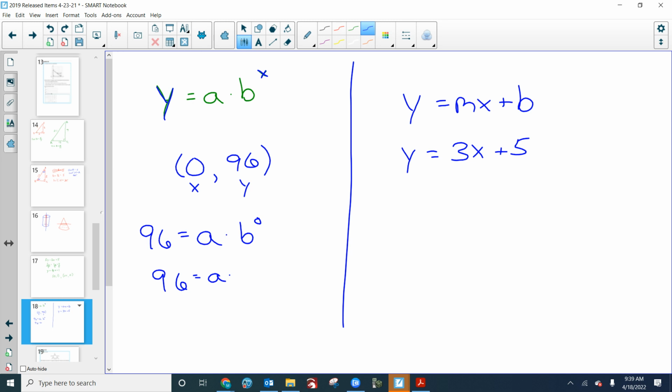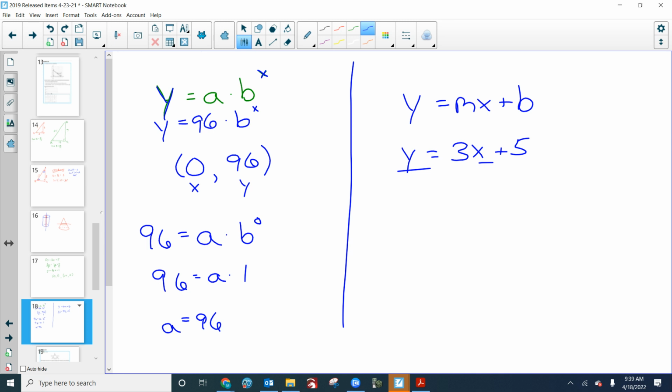96 equals a, so therefore a is 96. B to the 0 is 1, right? We're trying to solve for a. What do we get for a? 96. So I'm back up to this equation. Y equals 96 times b to the x. Listen, if I gave you an x and a y here and I asked you to write the equation, you wouldn't plug in the numbers for x and y. You'd leave it x and y. A and b are numbers. Everything else stays a variable, x and y.